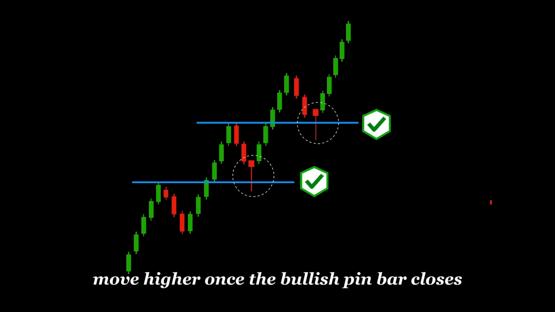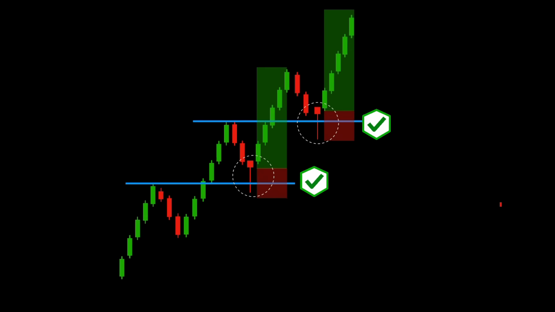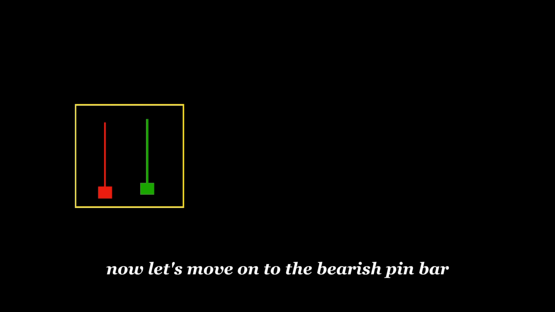higher. Once the bullish pin bar closes, we place our buy entry at the close of the candle, our stop loss just below its low, and our profit target at the next resistance level. Now let's move on to the bearish pin bar.